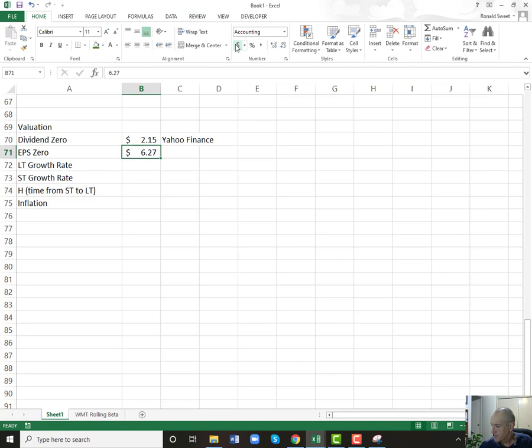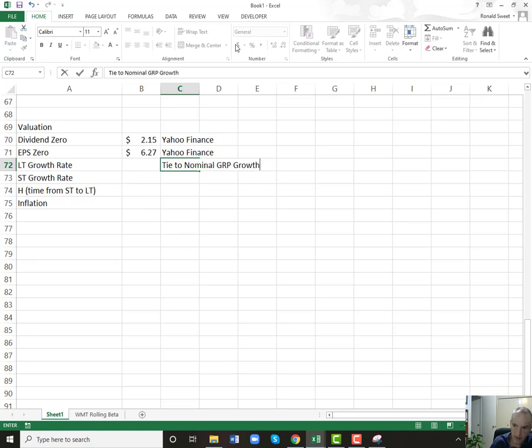So that gives us our assumptions there. Long-term growth rate. So here again, Yahoo Finance, long-term growth rate. Most people tie this to their nominal GDP growth from the implied approach. It can be exactly that number. I'm going to say, well, with Walmart, I'm expecting the economy to grow 5%. So remember that 5%.